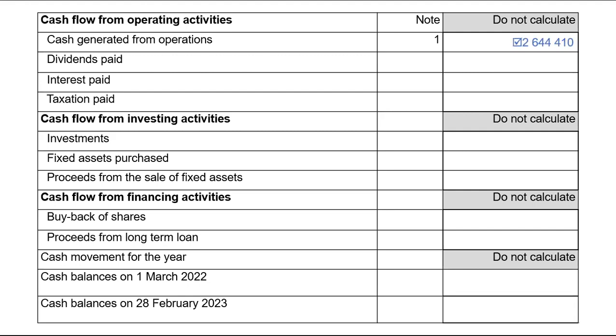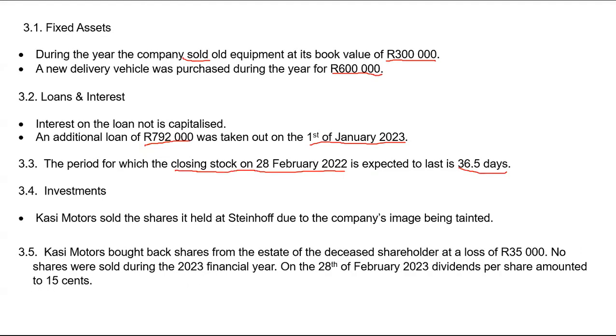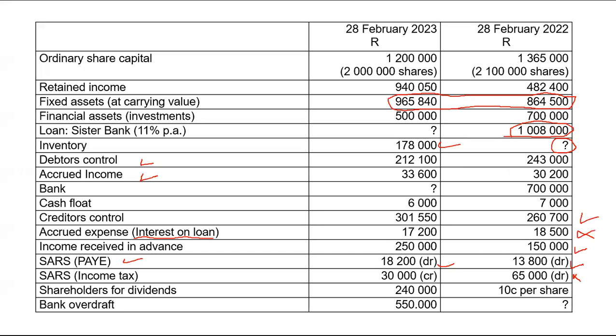Now let's check for dividends paid. What information do we have for dividends paid? They said we bought back shares from the estate of the deceased shareholder at a loss of 35. That's fine. We're going to get to it. No shares were sold, so there's no proceeds. This falls under financing activities, by the way. Then they say on the 28th of February, dividends per share amounted to 15 cents. Oops. What is it that we're missing? So at the end of this year, dividends per share amounted to that.